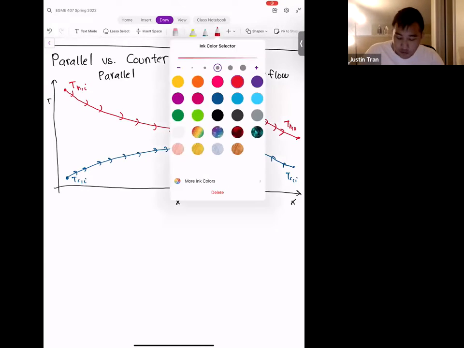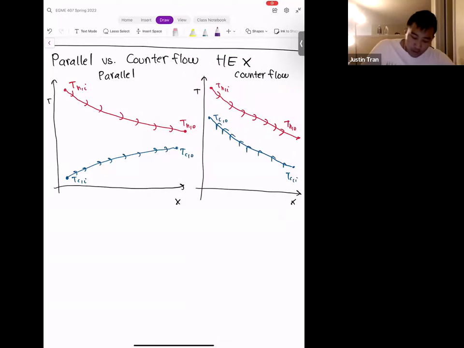All right, so what's the difference between these two graphs? Let's start with the parallel flow. For parallel flow, you can see that the delta T, or the difference in temperature that you experience, is massive at the beginning. And remember, when you have a large delta T, that means your heat transfer is going to be very large as well.